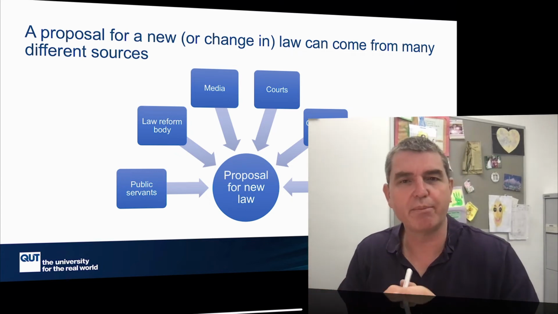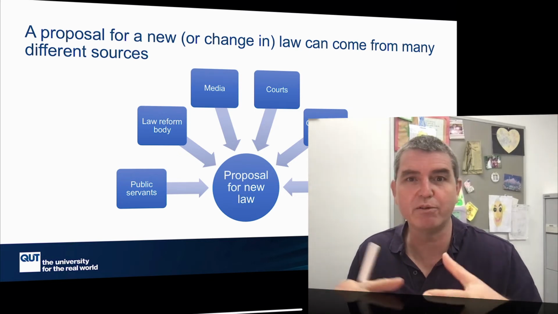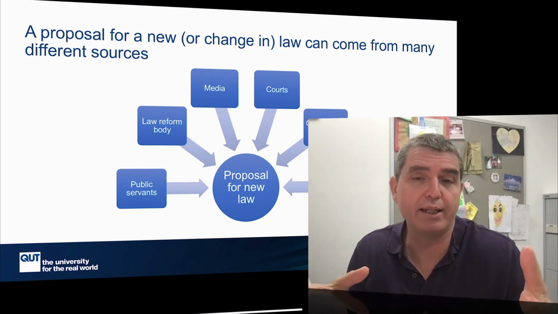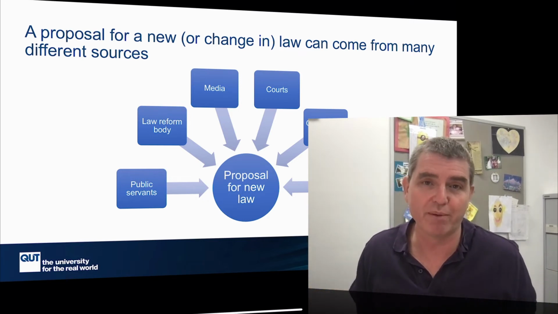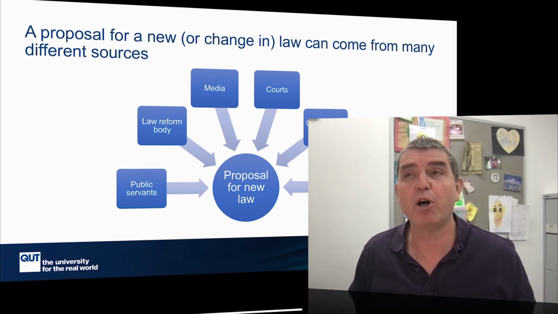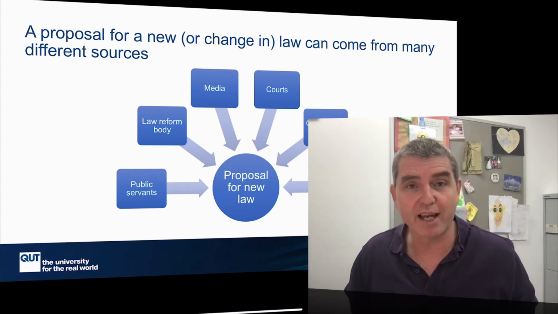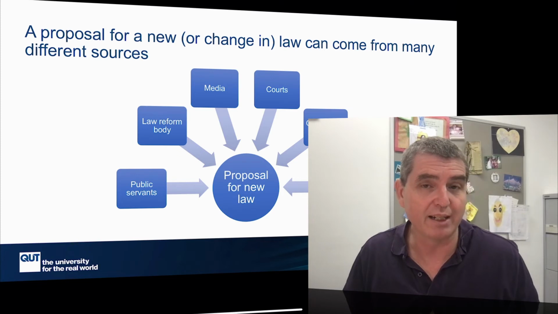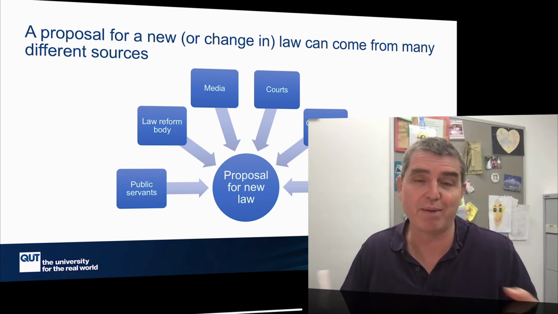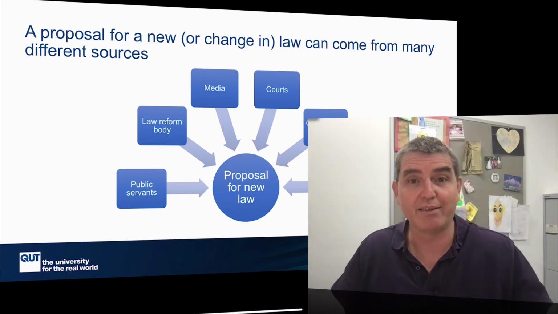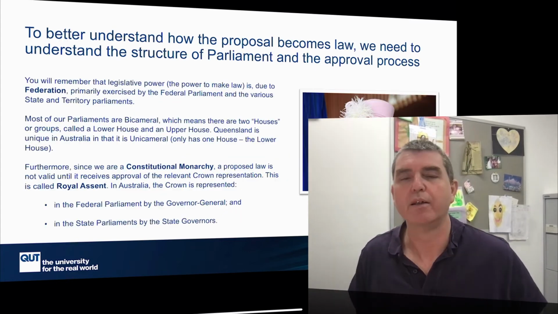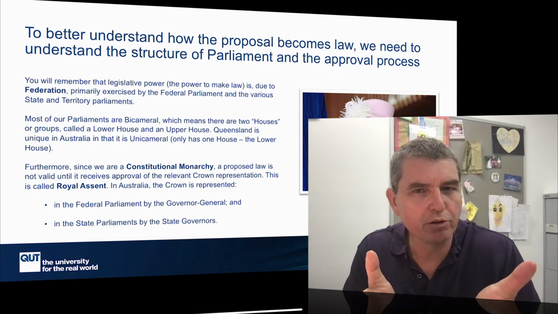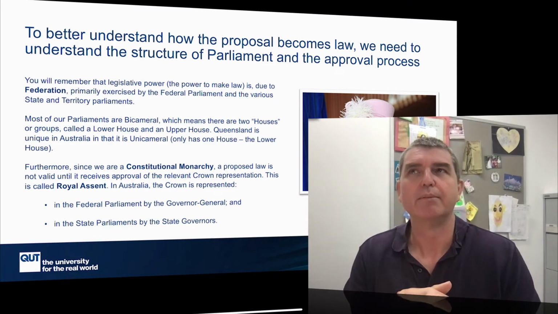Well, the first step is there's obviously a series of potential ways that the issue can be raised. Here we've just got a spectrum of the potential stakeholders who might raise an issue that then gets taken on board by members of Parliament, generally a political party. In fact, a political party might come up with a solution for an issue and take it to the people as part of their platform for being elected. But how does that proposal for a new law actually become a law?